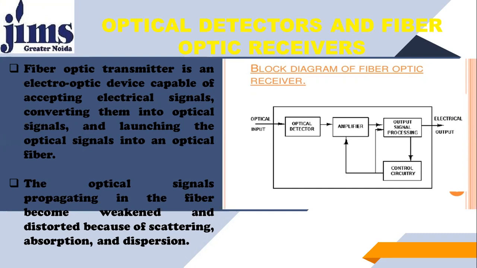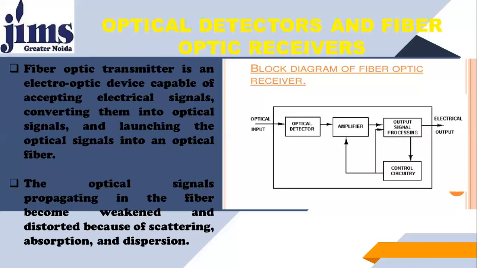So the optical detector is the main part of the optical receiver, and the performance of the optical receiver actually depends upon the performance of the optical detector. Apart from the optical detector, many other devices are also included in the optical receiver to process the output of the optical detector, which is a current. It is a very weak signal, so we need amplification. So we need an amplifier to amplify the output of the optical detector to such a level that processing can be done, and we get the final output at the receiver.